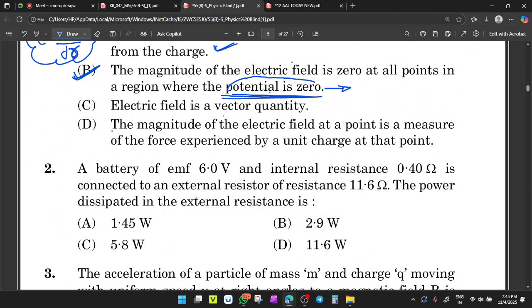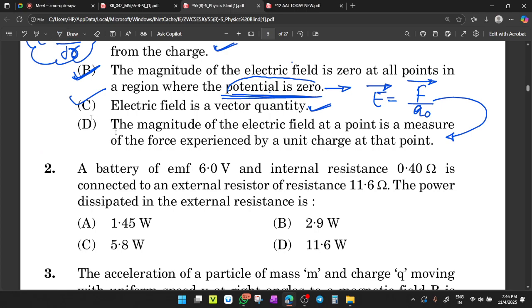Electric field is a vector quantity, because electric field equals force per unit test charge. Write the formula: E is equal to F by q naught. As F is a vector, E should also be a vector. The magnitude of the electric field at a point is measured by the force experienced by a unit charge. So this formula reflects the same definition, E equals F upon q naught. Clear? Yes, done.